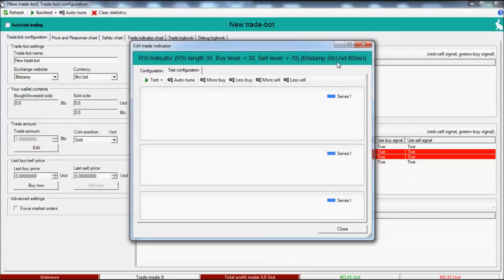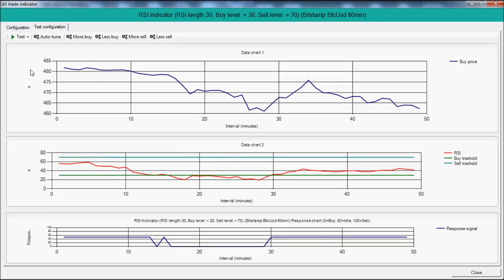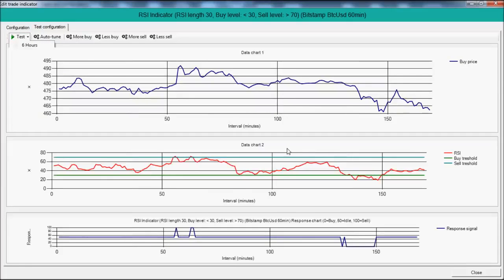Alright, and then we're going to go to test configuration. I'm going to make this full screen for you. You just come over here to test, and then there's a drop down menu, and you decide how long you want to test for. Let's say we want to test for 48 hours. And let's say we want to test for 7 days. There we go. That looks pretty good. So here's the price. You know, it was about 476, up, down, up, down. Okay, so that's the price story.